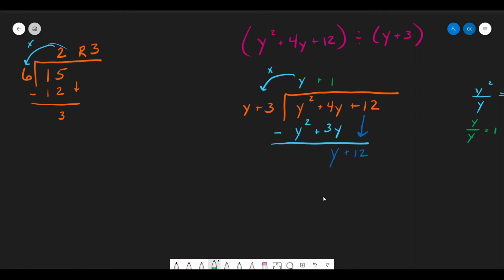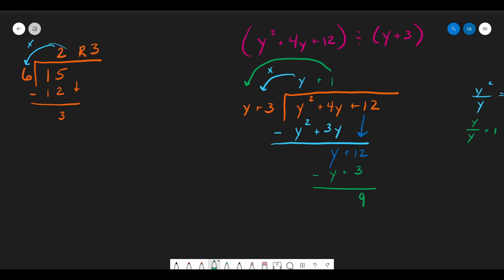And now I'm going to go through the process again. I'm going to take this 1 and multiply it by everything in front. 1 times y is y. 1 times 3 is 3. And I am going to subtract these two terms. Y minus y, just like we saw up here, they cancel. They should always cancel. 12 minus 3, that's going to give us 9.